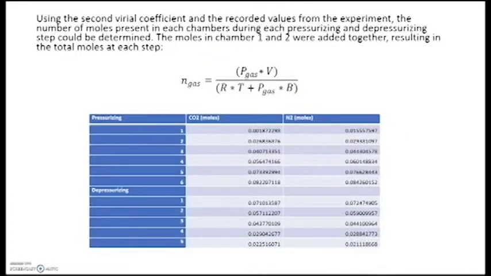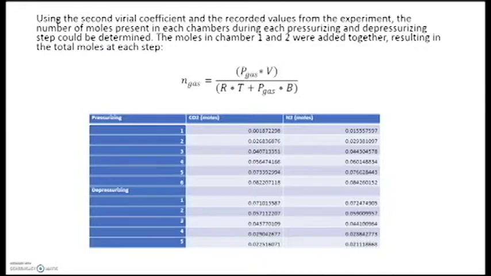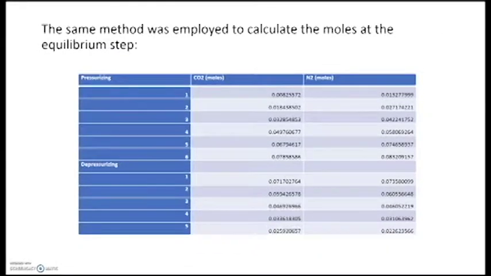Using the second Virial coefficient and the recorded values from the experiment, the number of moles present in each chamber during each pressurization and depressurization step could be determined. The moles in chamber 1 and 2 were added together, resulting in the total moles at each step. The same method was employed to calculate the moles at the equilibrium step.